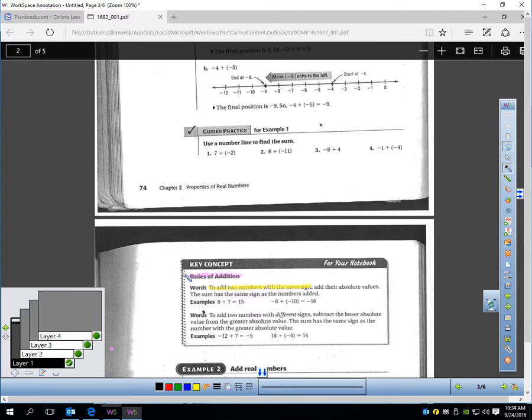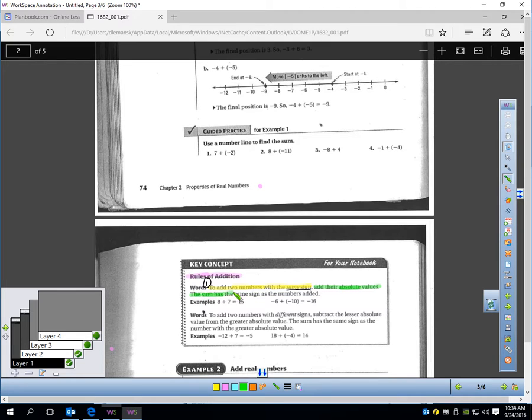That's why you'll see in the key concept box on the next page, there's a couple of important rules that if you learn these rules, you can add positive and negative numbers without having to draw the number lines. The first of the rules is right here. To add two numbers with the same sign, you are going to add their absolute values. Let me highlight that real quick. You're going to add their absolute values.